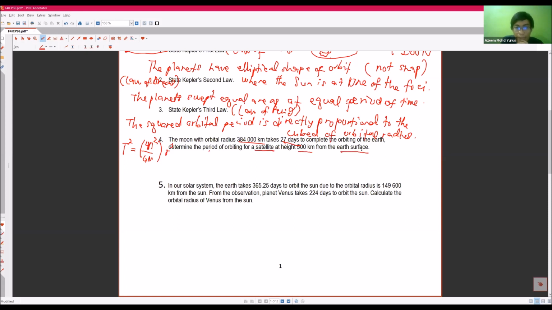Okay, so basically this is between two satellites. We compare between two satellites because the Moon is also a satellite, just a natural satellite. The satellite here is man-made. So we have two satellites that revolve around the Earth. That means we have to use the second form, which is the ratio form of Kepler's law, that looks like this.